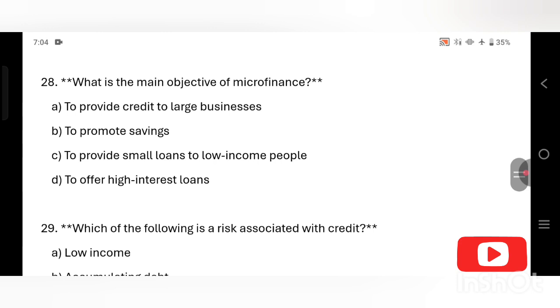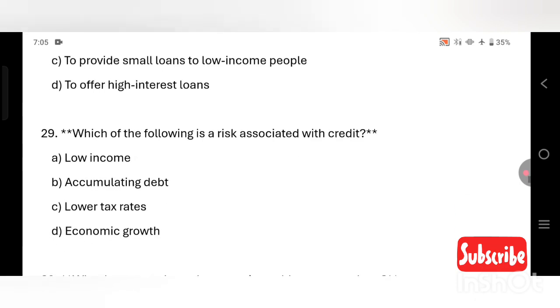Question number 28. What is the main objective of microfinance? Option A, to provide credit to large businesses. Option B, to promote savings. Option C, to provide small loans to low income people. Option D, to offer high interest rate. The correct answer is option C, to provide small loans to low income people.